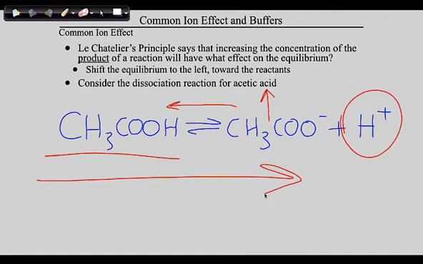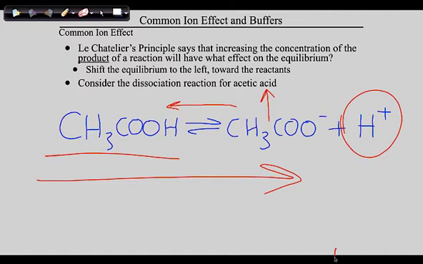Let's summarize. Let's say it and then let's write it down. The common ion effect is adding a salt that has an ion in common with a weak electrolyte. So what is the common ion effect? It is adding a salt that has an ion in common with a weak electrolyte. That could be a weak acid, a weak base, or a partly soluble salt.